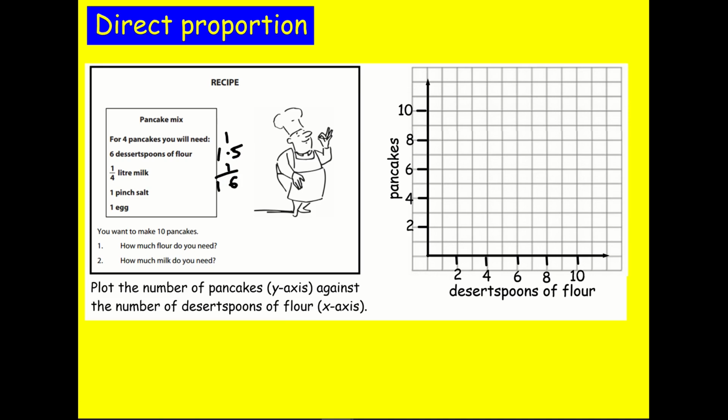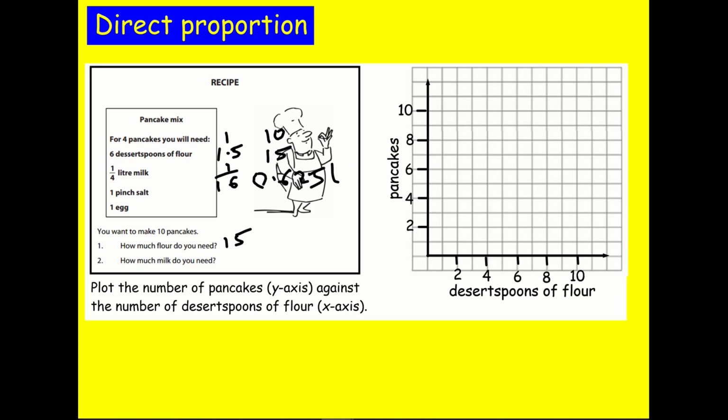We then want to know for 10 pancakes, so I'm going to multiply through by 10. So I'm going to need 15 dessert spoons of flour, and the milk is going to be 1/16 multiplied by 10, which is not too bad a number, 0.625 of litres of milk. So we can figure these things out.